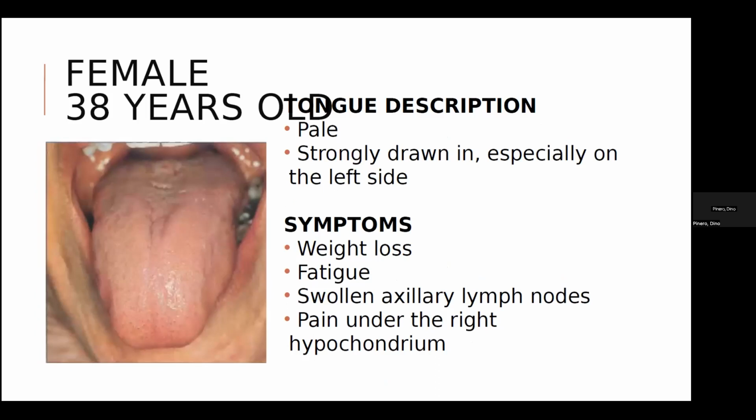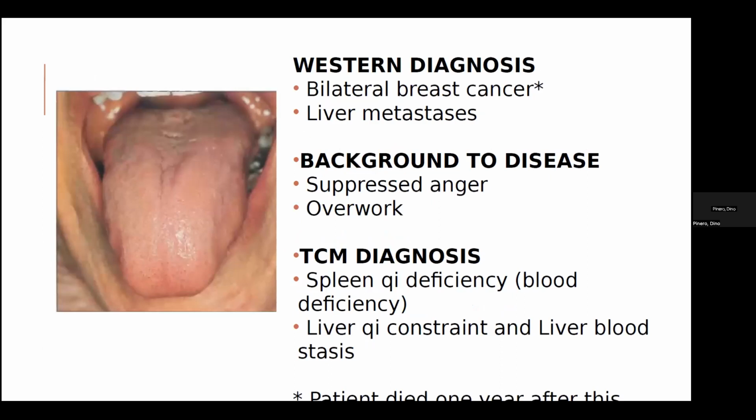So next case is the female 38 years old. Yung tongue description niya is pale. There is a strongly drawn in, especially on the left side. Kung makikita niyo po dito sa isang side, papasok siya ng konti. Yung symptoms, meron siyang weight loss, fatigue, swollen axillary lymph nodes, meron siyang pain under the right hypochondrium. So, di ba yung right side natin, yung right hypochondrium, nandito yung liver. Sa Western diagnosis, there is a bilateral breast cancer na may metastasis din dun sa liver.